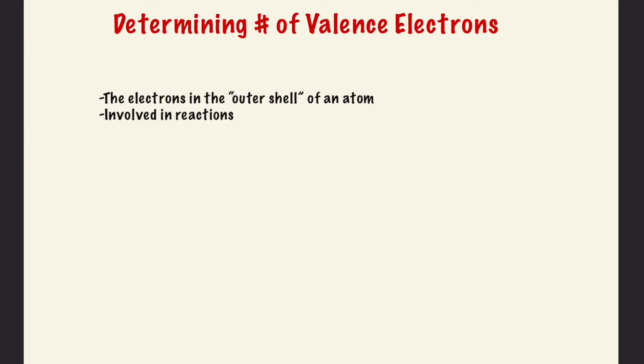Today we're going to learn how to determine the number of valence electrons in different elements. Knowing how to determine the number of valence electrons is important because they are the electrons in the outer shell of an atom. In other words, these are the electrons that are actually involved in reactions, for example, if a neutral element becomes a cation.